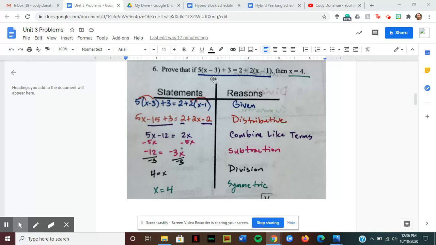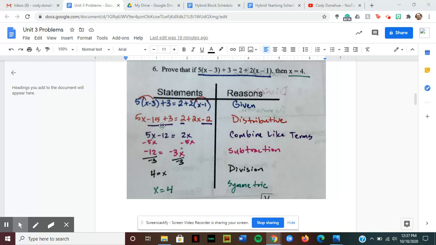So if we know that we're starting out with this great big equation and we need to eventually get down to solving for x, you're just going to work it out like you normally would when solving for x. Okay, so starting out here, I've got 5 times (x minus 3) in parentheses, and then on the other side, I've got 2 times (x minus 1) in parentheses. So it makes sense for me to distribute 5 to x and negative 3 and distribute 2 to x and negative 1, so that when I do that, I'll get 5x minus 15 plus 3 equals 2 plus 2x minus 2. So to get from my first statement to my second statement, I had to use the distributive property.